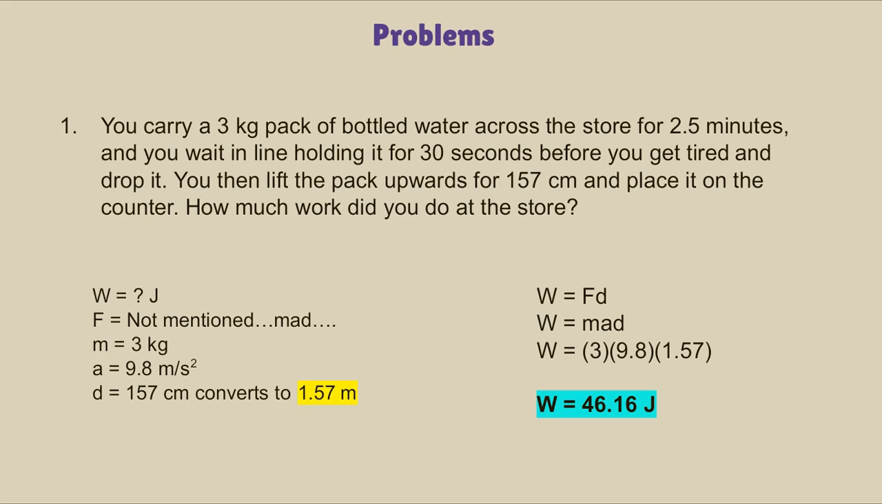Mass is 3 kilograms. Acceleration is 9.8 meters per second squared. Remember that acceleration due to gravity is negative 9.8 meters per second squared, but this is an upward force, so it's positive here. And our displacement, when we converted, was 1.57 meters. So we plug it into our equation of W equals Fd, and we swap the values. So 3 for our mass, 9.8 for acceleration, 1.57 for our displacement, and we get the work as 46.16 joules.